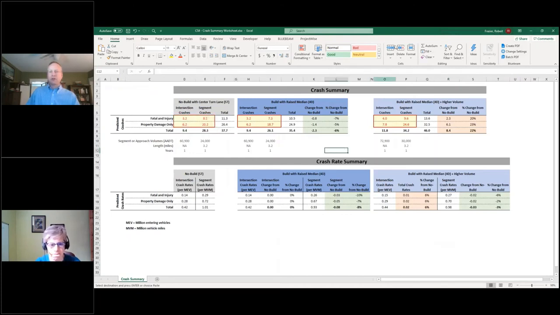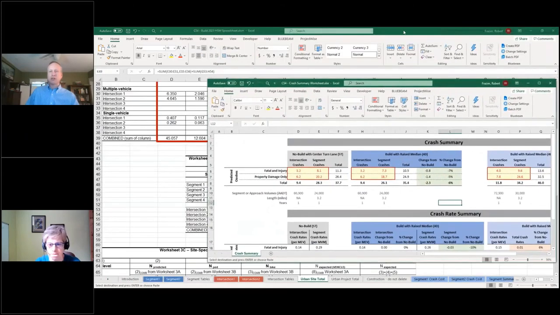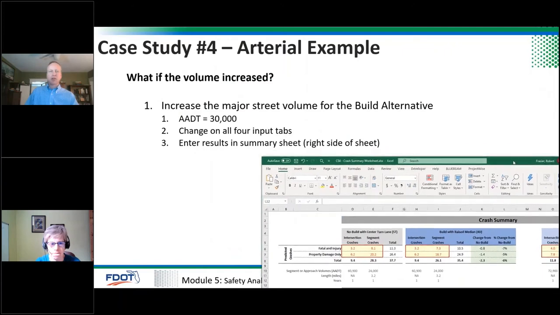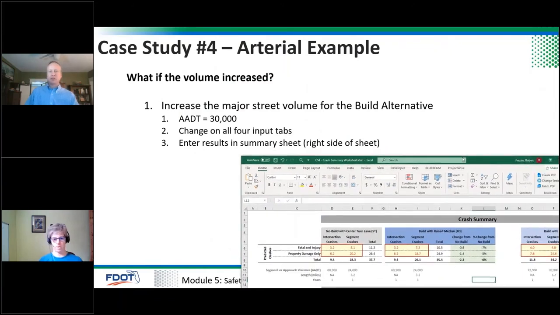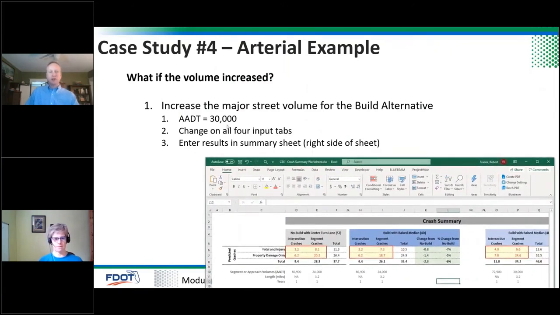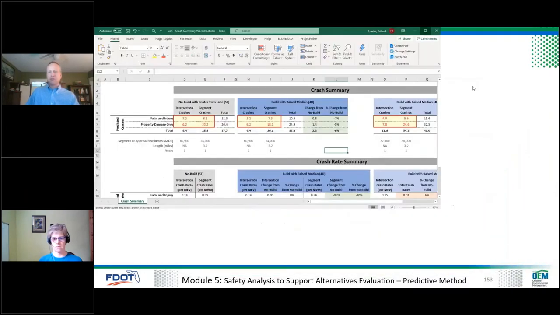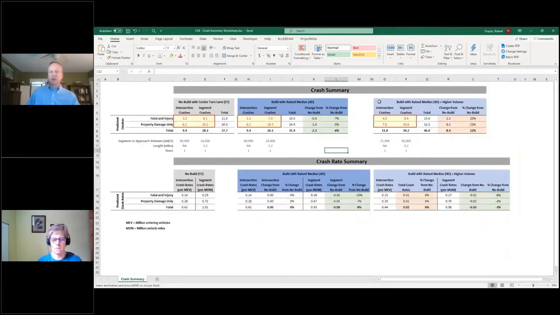All right, so I am going to pause there and let folks catch up if they need to. Yeah, so it's just like it says on the sheet there. 30,000, changing all 4 input tabs, enter the results in the summary sheet on the right side of the sheet, which is over here. And lo and behold, our crashes go up.